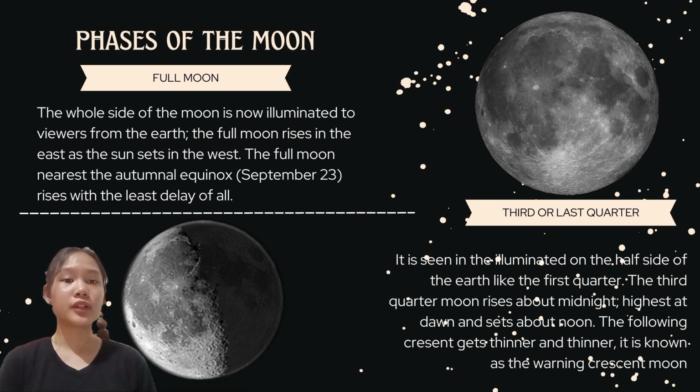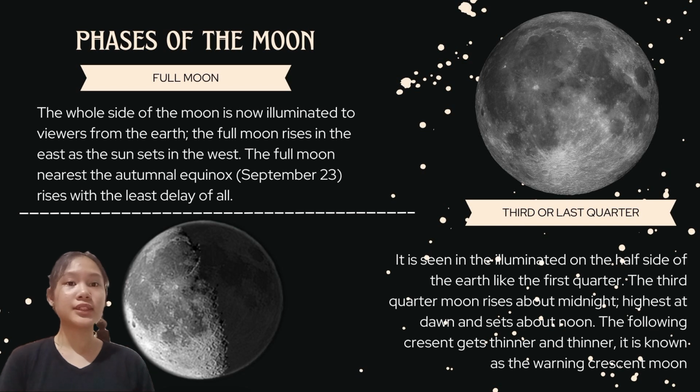Lastly is the third or last quarter. It is seen illuminated on the other half side of the earth compared to the first quarter. The third quarter moon rises about midnight, is highest at dawn, and sets about noon. In the morning, it is in the western sky.